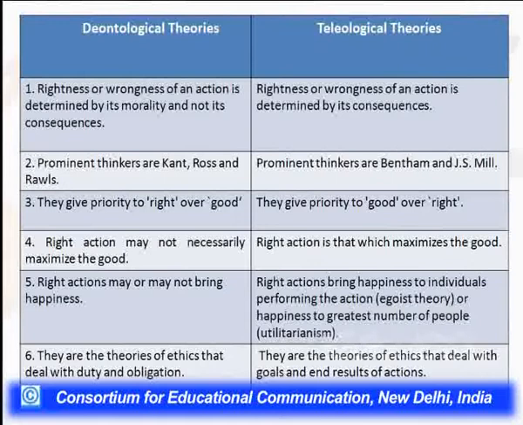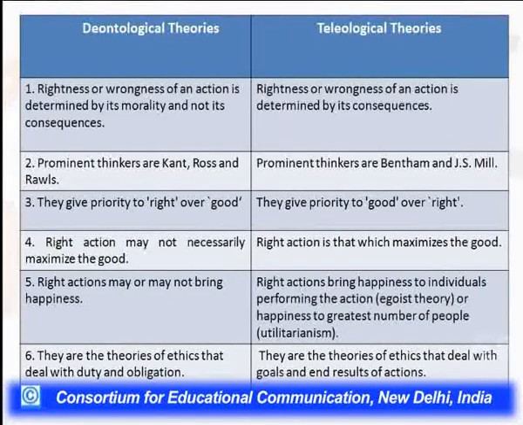Coming on to the prominent thinkers. The prominent thinkers, when you talk about deontology, are Kant, Ross and Rawls. Whereas on the other side, the teleological theorists, the prominent ones are Bentham and J.S. Mill. When you talk about the deontological theory, they give priority to right over good. Whereas on the other side, the teleological theory, they give priority to good over right. The right action may not necessarily maximize the good. The right action is what maximizes the good in the teleological theories.